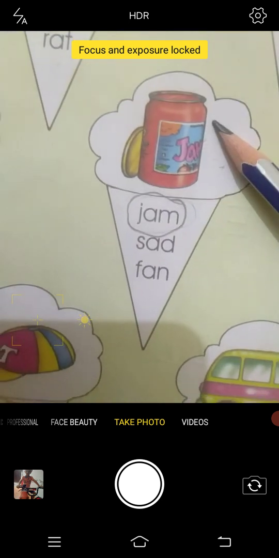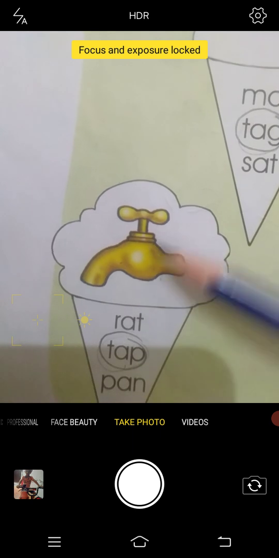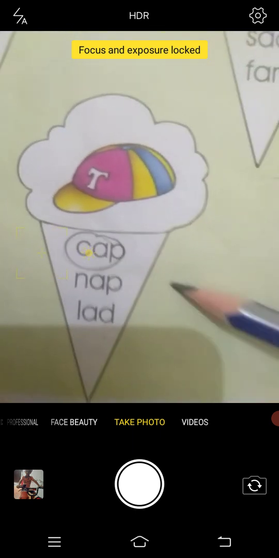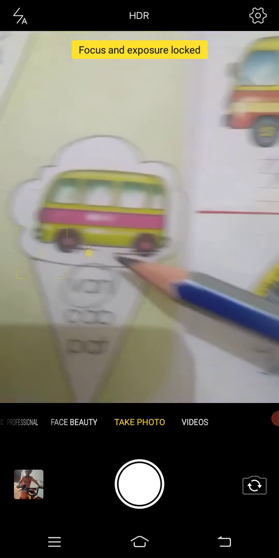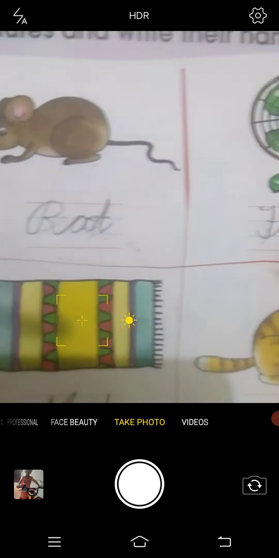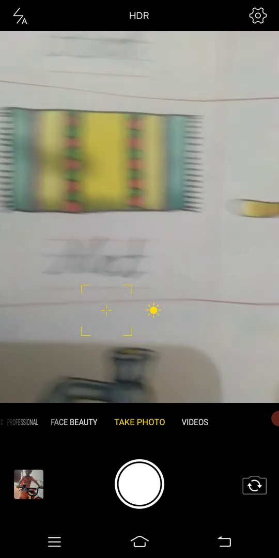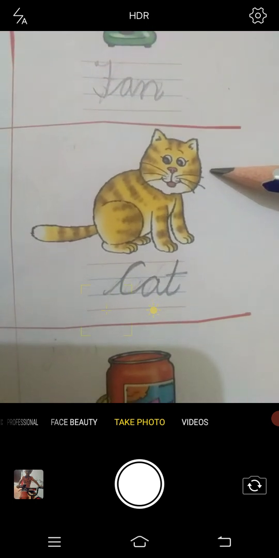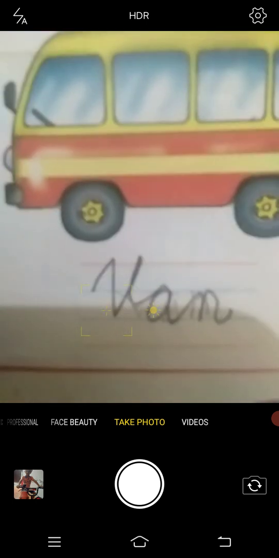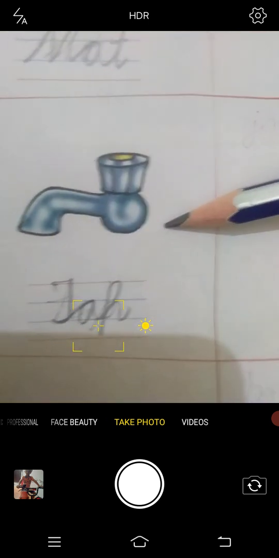T-A-G, tag. J-A-M, jam. T-A-P, tap. C-A-P, cap. V-A-N, van. Then again, C-A-P, cap. R-A-T, rat. F-A-N, fan. M-A-P, map. M-A-T, mat. C-A-T, cat. V-A-N, van. T-A-P, tap.